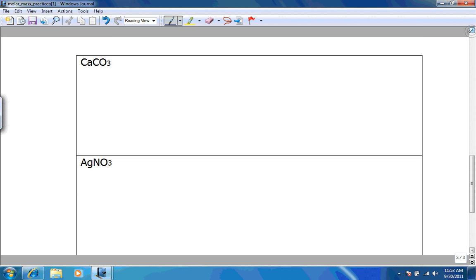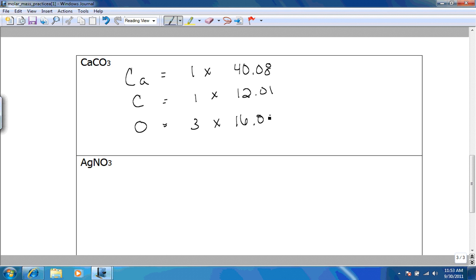Okay, calcium carbonate is next. We have calcium, we have carbon, and we have oxygen. We have 1 calcium. Look on the periodic table, and we find out that calcium is 40.08. We have 1 carbon, and carbon has an atomic mass of 12.01. And we have 3 oxygens. Its atomic mass is 16.00.